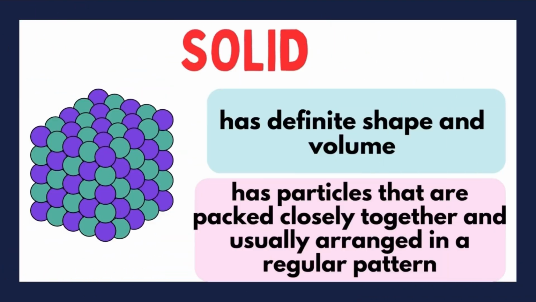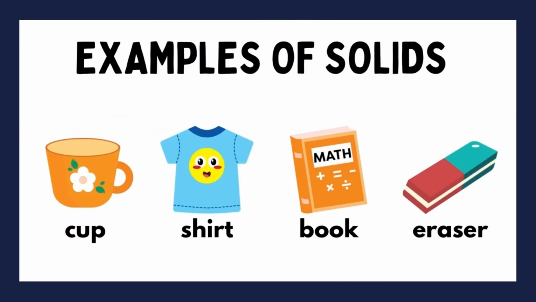Solid has a definite shape and volume, has particles that are packed closely together and usually arranged in a regular pattern. Examples of solids: cup, shirt, book, eraser.